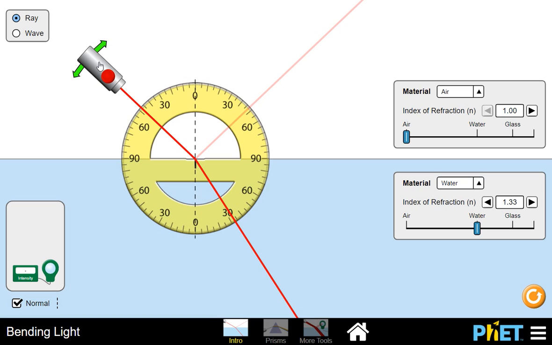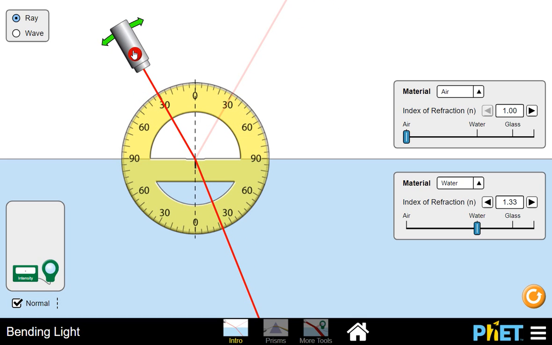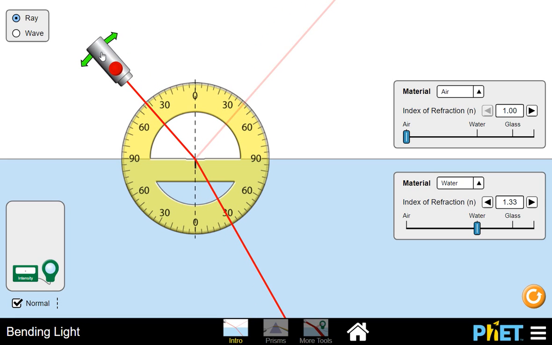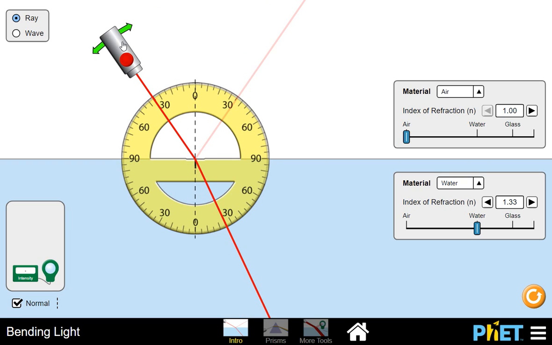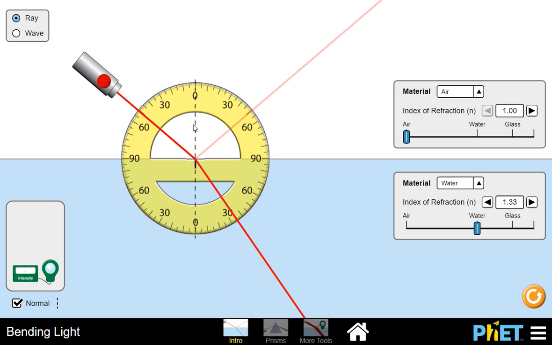Now, if we decrease the angle of incidence, so this is the angle of incidence, if you look carefully, then we still get the reflected ray, okay? And the reflected ray is exactly the same as the incident ray. So for now, just focus on the one in the air. If I reduce it, then the reflected ray angle also reduces. If I increase it, then it also increases as well.